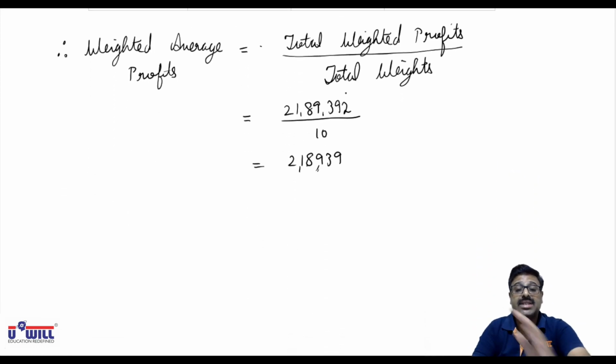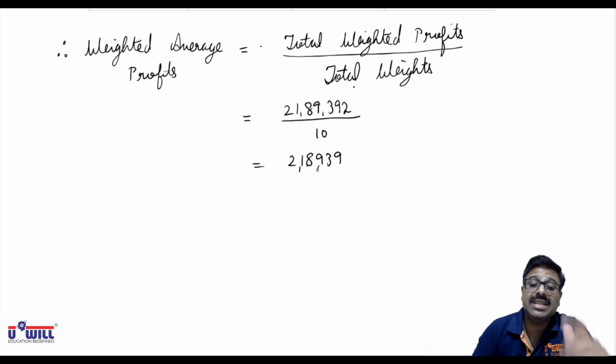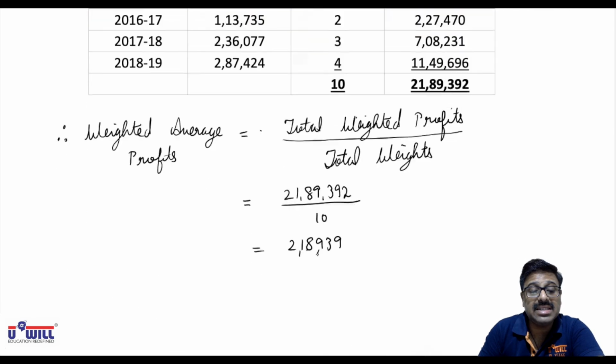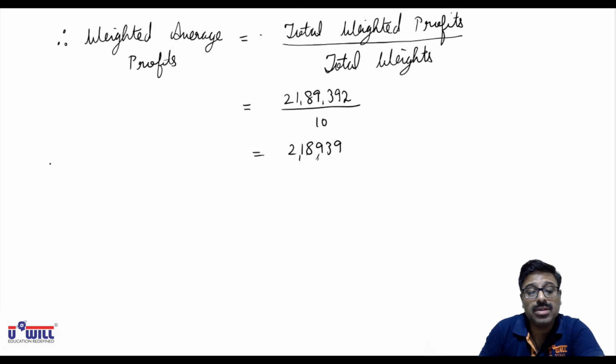After step 1, adjusted profit, step 2 is average. Now step 3 is add any future expected income, subtract any future expected expense, which we are not given. So this itself becomes average future maintainable profits.